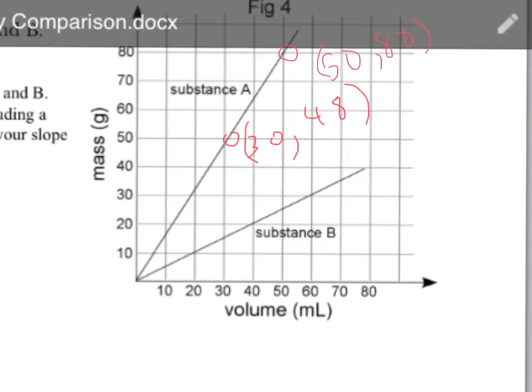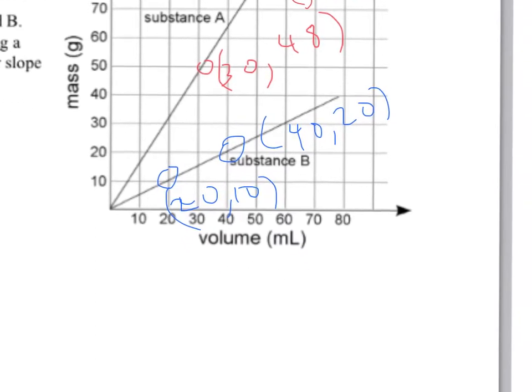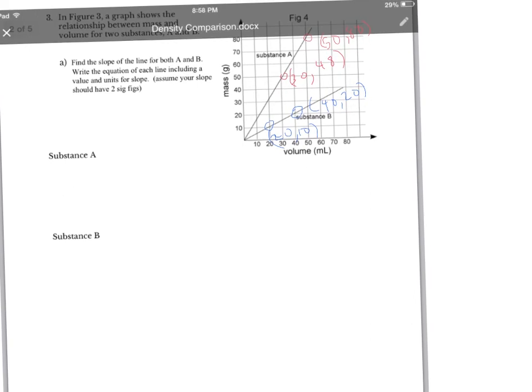And then for substance B, I'm going to go ahead and grab 10 and 20, and 40 and 20. And it probably should have units on there, but we'll talk about that in a sec here.